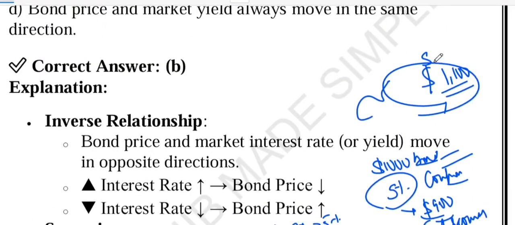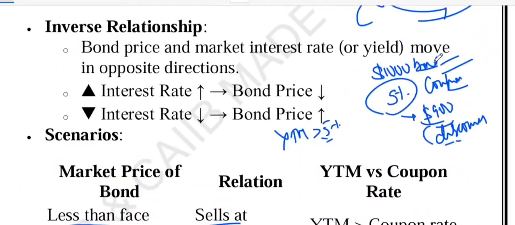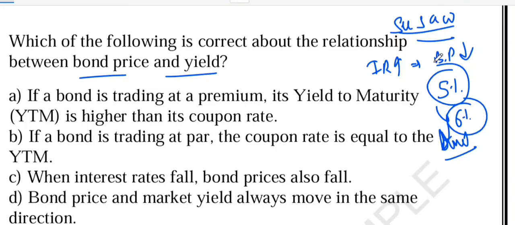Since you are paying more, your YTM will decrease. So please remember this table, and using this table you can answer all the questions. Let's see the options. Option A, if the bond is trading at premium, YTM is higher than the coupon rate. Option B, if the bond is trading at par, meaning market price is equal to the face value, coupon rate is equal to YTM.